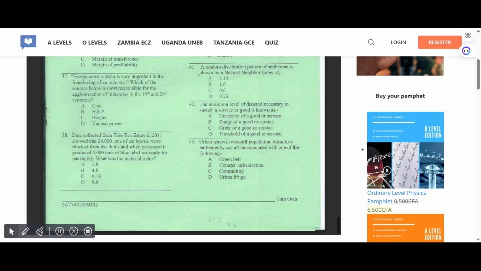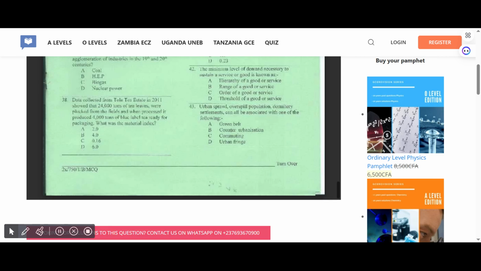Energy consumption is very important in the functioning of an industry. Which of the sources below is most responsible for the agglomeration of industries in the 19th and 20th centuries? Correct answer is A, which is coal.